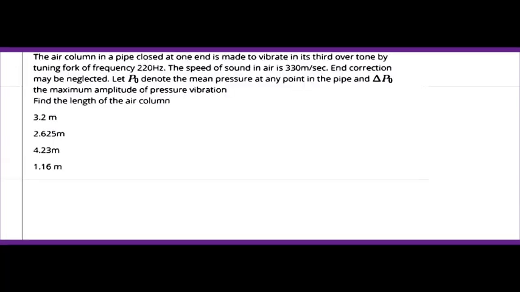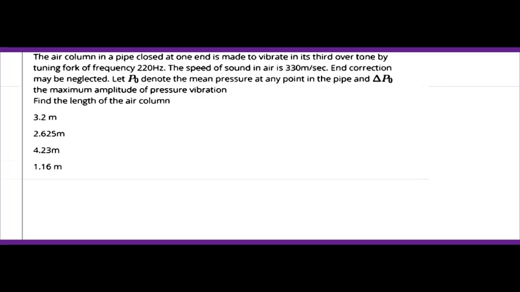Thank you. Hello students, here the question is, the air column in a pipe closed at one end is made to vibrate in its third overtone by a tuning fork of frequency 220 Hz. The speed of sound in air is 330 meter per second, and end correction may be neglected. Let P0 denote the mean pressure at any point in the pipe, and delta P0 is the maximum amplitude of pressure vibration. Then find the length of the air column. So here we have to find out the length of the air column.